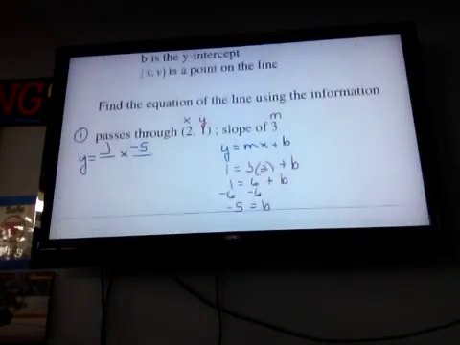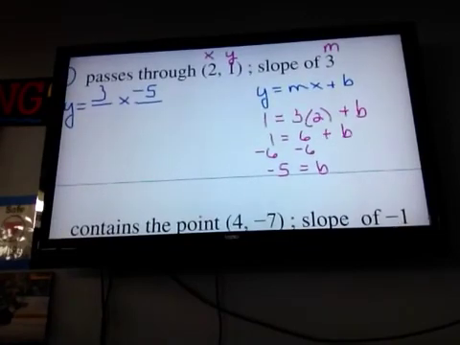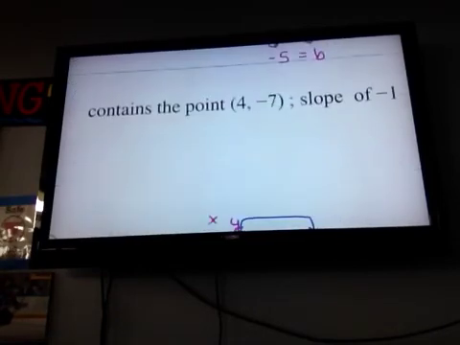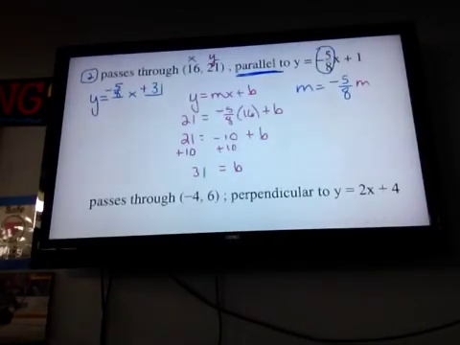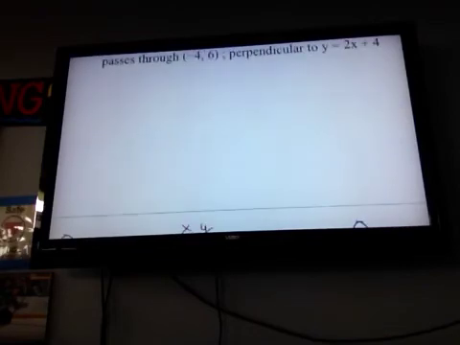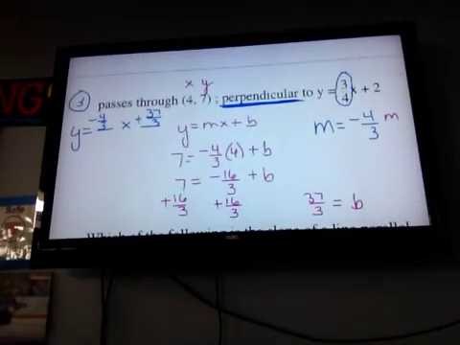Okay, so let me just recap. On the first example, they gave us m. We plugged it in, and then we solved for b. On the second example, they gave us an equation of a line that it was parallel to. So my slopes are the same. So my m was the same. And then I solved for b. Then the ones that they're perpendicular to, we had to take the negative reciprocal to get our m. And then we solved for b.